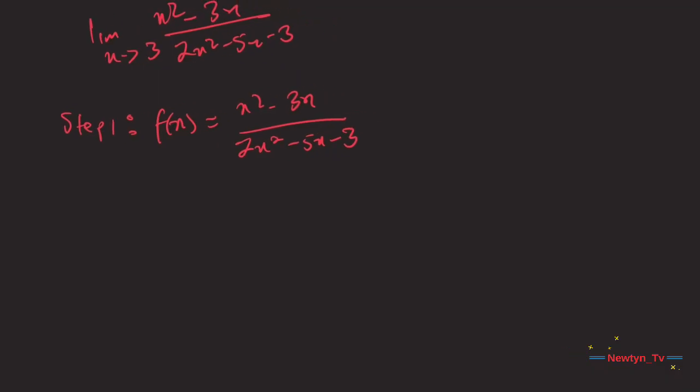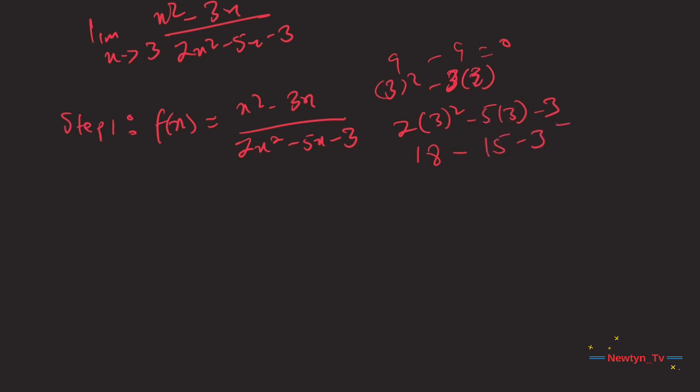Now when you put 3 inside, you should get 3 squared minus 3 times 3. Here is 9 minus 9, which is 0. So the numerator is 0 already. Now the denominator: 2 multiplying 3 squared, minus 5 times 3, minus 3. So this is 9 times 2, 18. This is 15 minus 3, which is 18, so 18 minus 18 is 0. So we have 0 over 0, which is undefined.